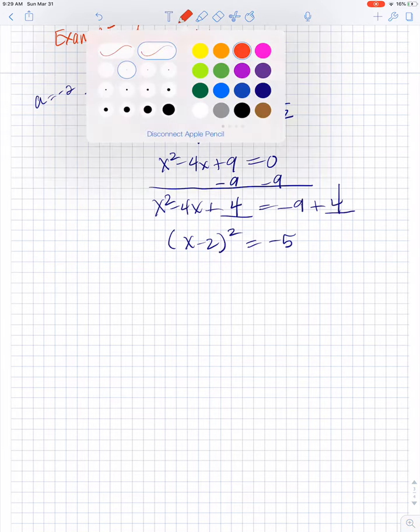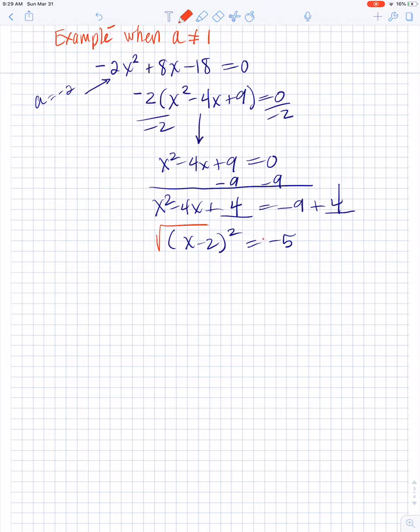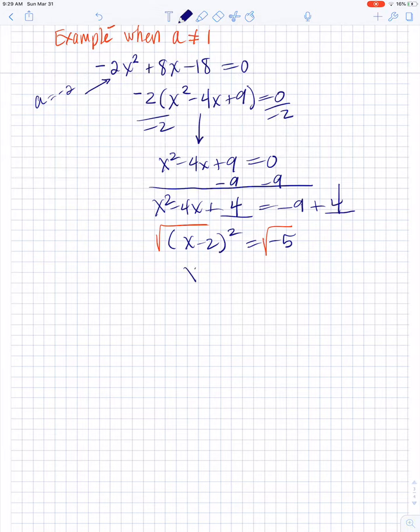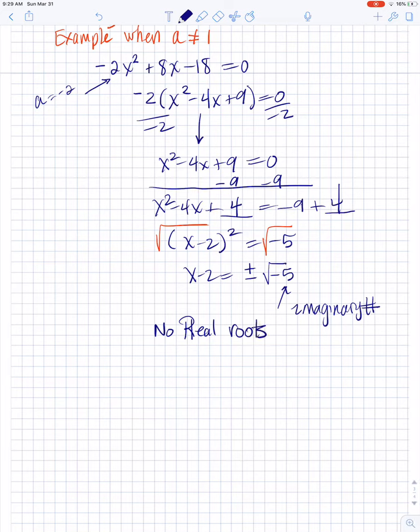Uh-oh, are you seeing what I'm seeing? It's okay. Completing the square is going to help us deal with the fact that we might not have real roots to the solution of this quadratic. So now I have x minus 2 equals plus or minus the square root of -5, and this is an imaginary number. So what does this mean? It means that there are no real roots. We cannot take the square root of a negative number.